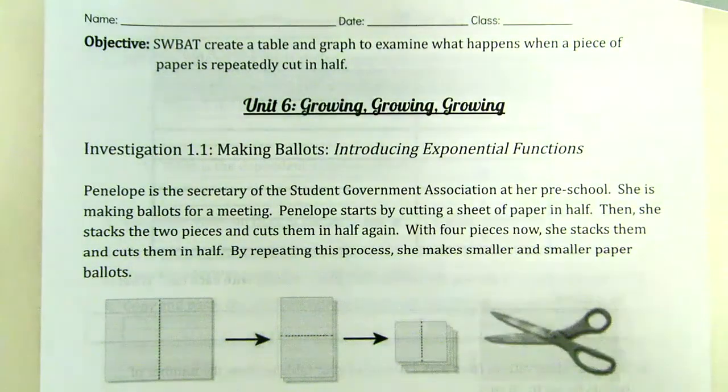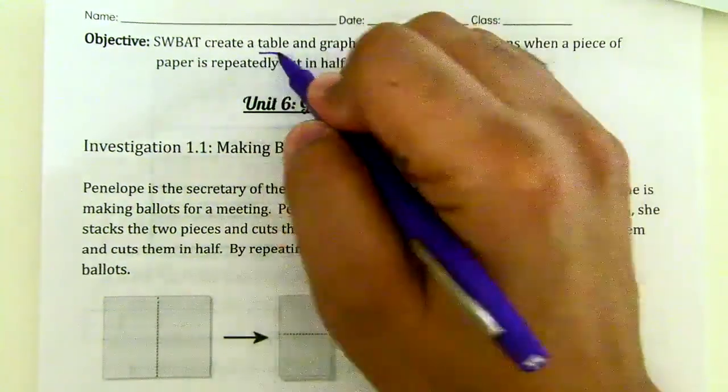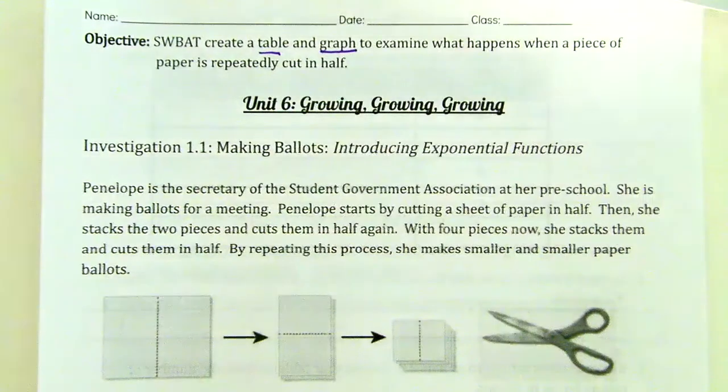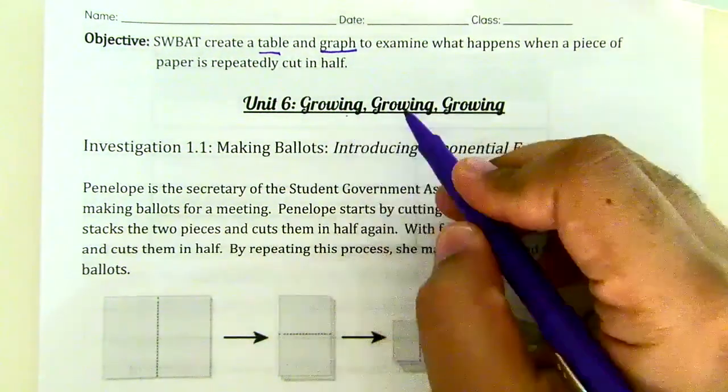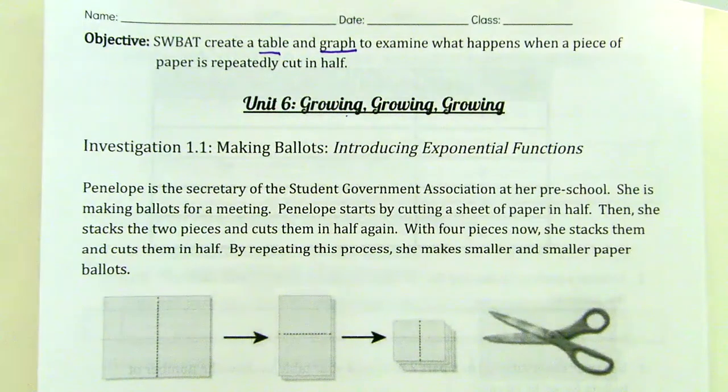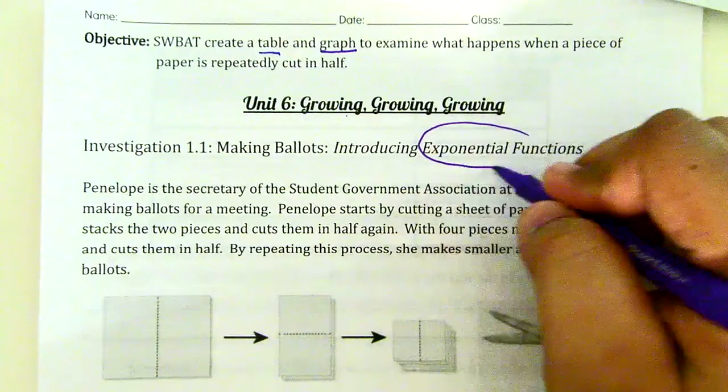So, our objective for today is that students will be able to create a table and a graph to examine what happens when a piece of paper is repeatedly cut in half. Okay, so we're actually starting our next unit right now. It's unit 6. It's entitled Growing, Growing, Growing. Right? So, we're going to be studying something this unit called an exponential function.